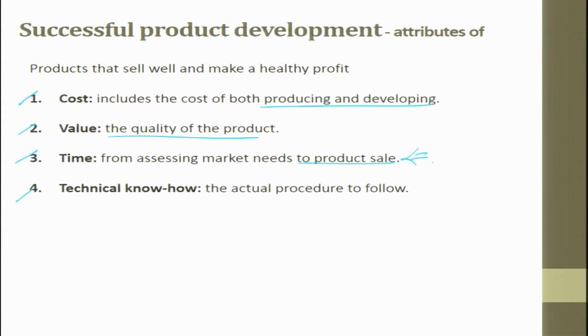So this is where rapid manufacturing is talked about today, wherein we would like to reduce the time to a large extent. Technical know-how, the actual procedure to follow, that also should be one of the attributes for producing a successful product. The products that sell well and make a healthy profit, if they have these four attributes, if they give proper attention, they can succeed.